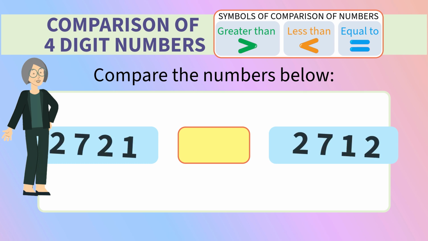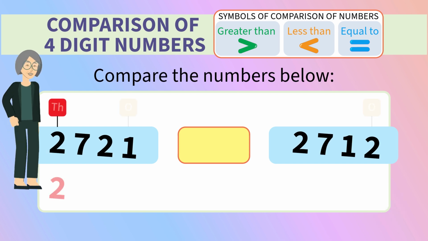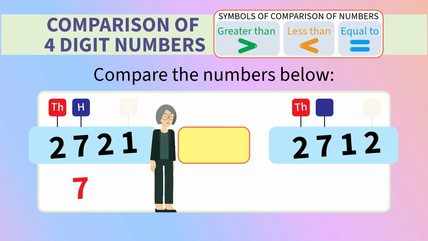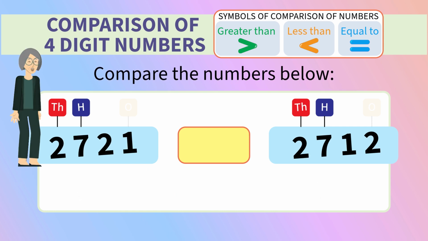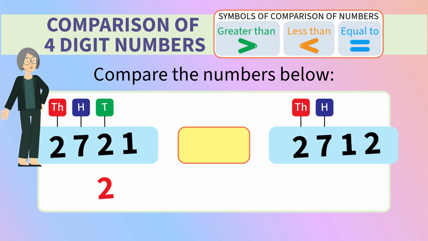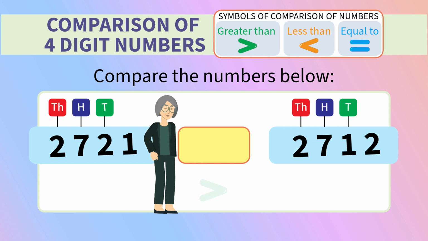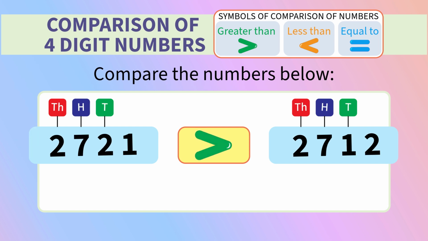Compare 2721 and 2712. Comparing thousands. Both the numbers have the same thousands, 2. So we compare hundreds. Hundreds are also same, 7. So we compare tens. In tens, 2 of first number is greater than 1 of second. So first number is greater than second. 2721 is greater than 2712.